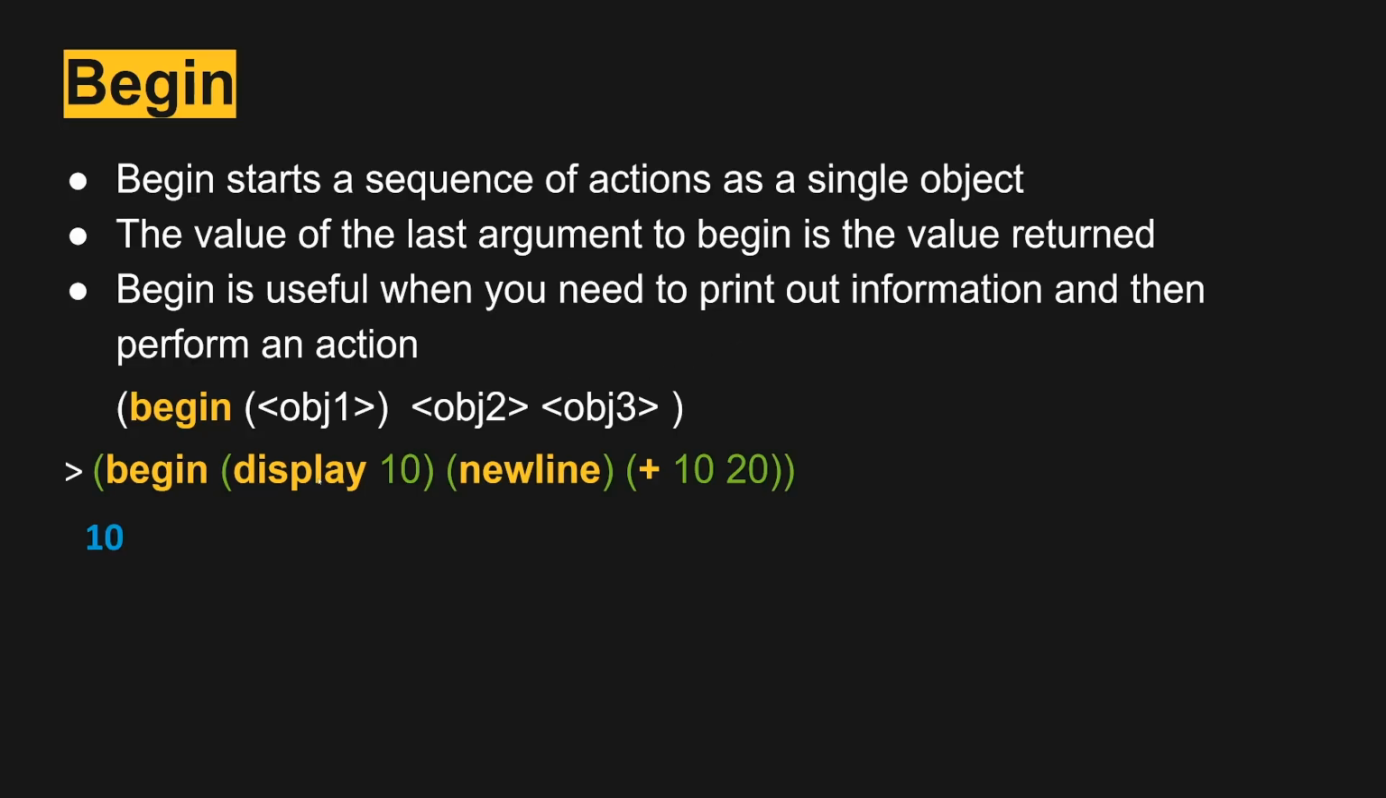Here we could do begin with display 10, new line, and plus. Could have this in some other place, but without the begin keyword, we could not have all of these values. And since display doesn't return anything, this is very useful when we want to use display or new line. Here, the display 10 is right here, and then we see 30, and that's the result of executing this line of code. It's returned back.